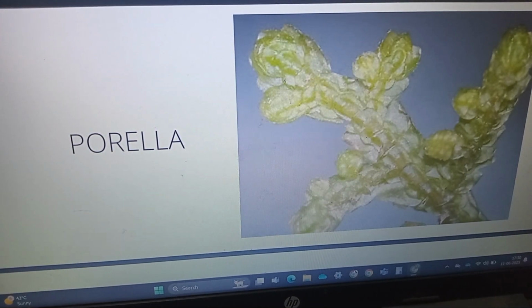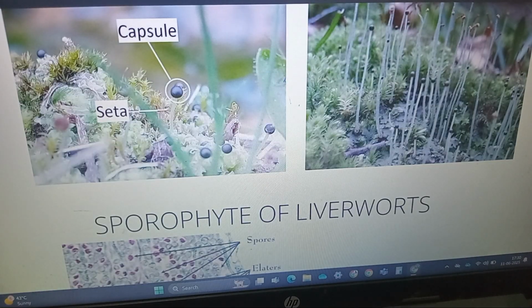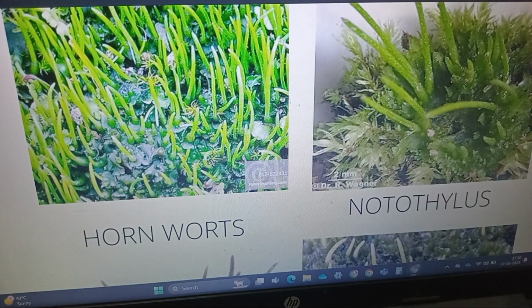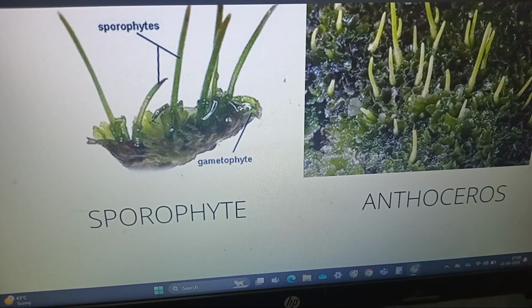Next, included in the Bryophyta are the hornworts. The hornworts include Anthoceros. Here again we are seeing Anthoceros, which is a hornwort, and on these hornworts what is growing up is the sporophyte. This is the gametophyte on which grows the sporophyte.